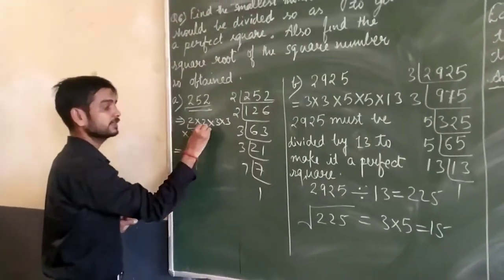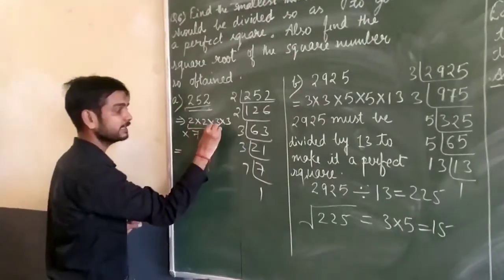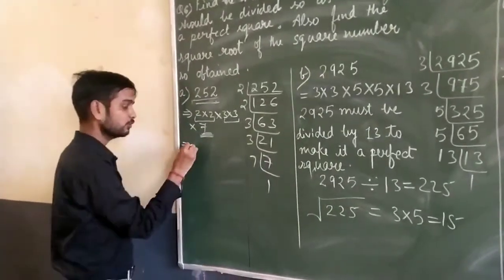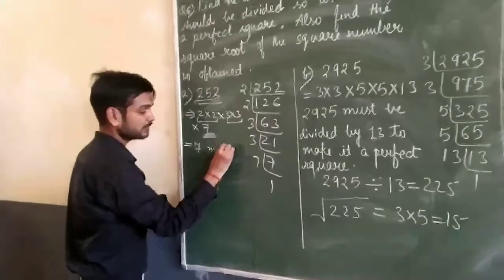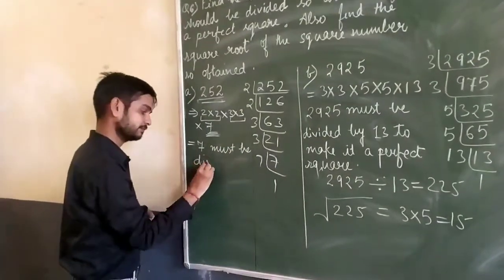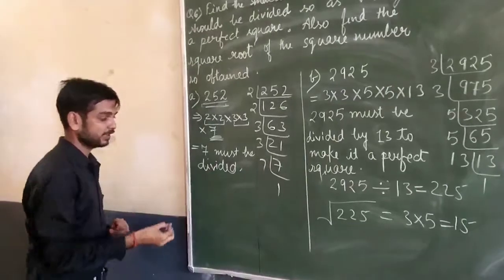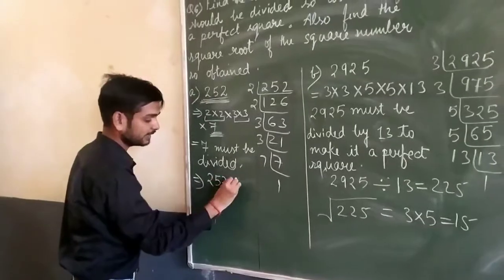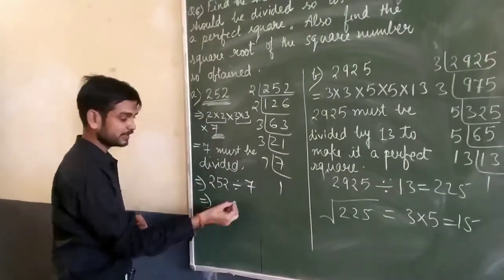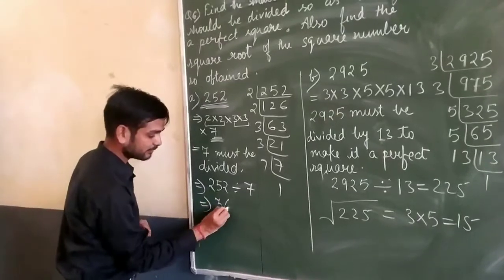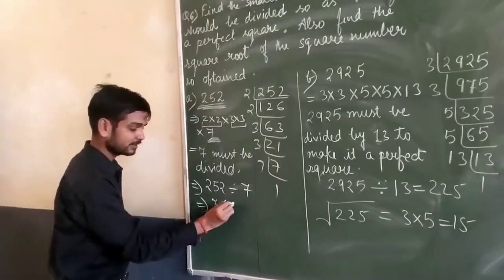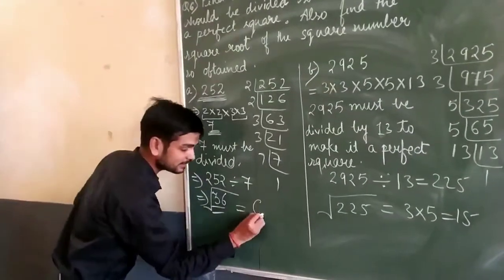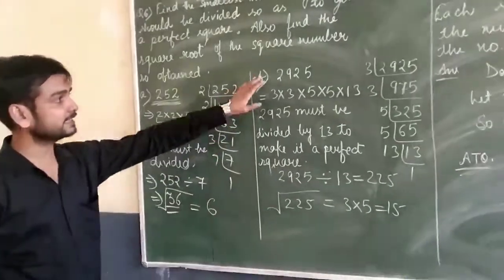Student, you can see here its pair is completed, then its pair is completed, but you can see 7 is not completed. So what will be the answer? 7 must be divided. Now student, we will do the divide here. This is the main digit 252 divided by 7. After the division, you can see here 7 3s are 21, 7 6s are 42. What will become? 36. Now we will do the square root of 36. And what is the square root of 36? 6.